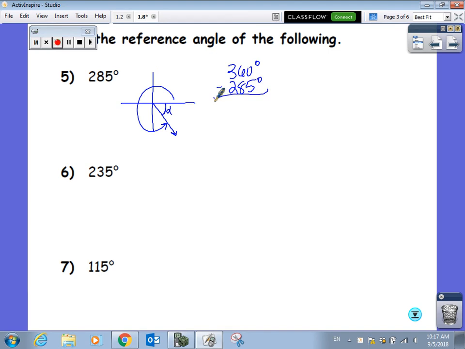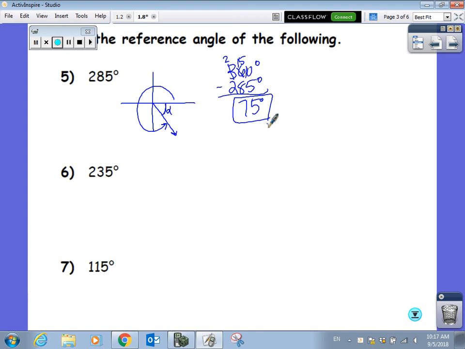Again, this would be a non-calculator problem, so if you forgot how to subtract, there's a little lesson on it. Borrow 1, bring 1 over, so 5. You need to borrow another one, 75. So there's your answer, 75 degrees. Don't forget the degree symbol. So 75 degrees is the reference angle for 285 degrees.